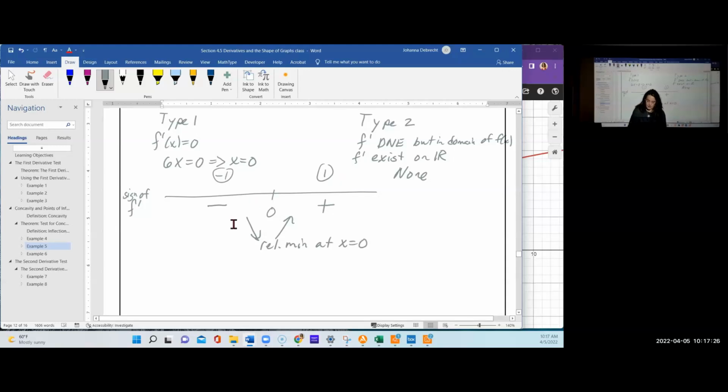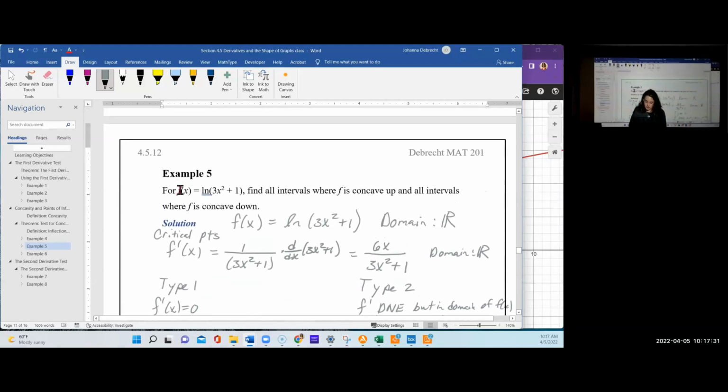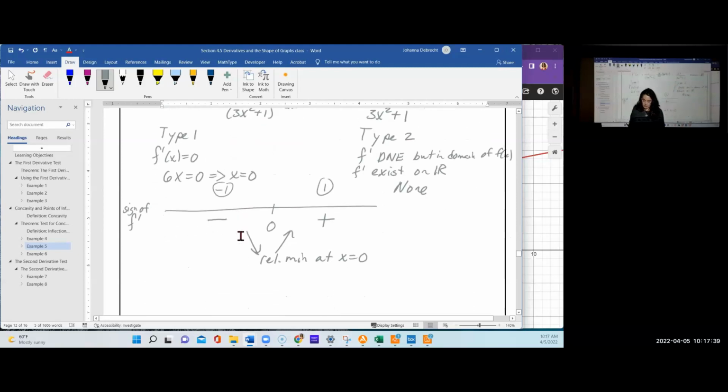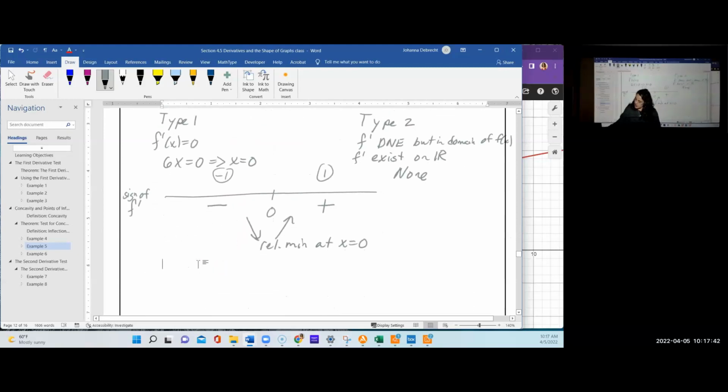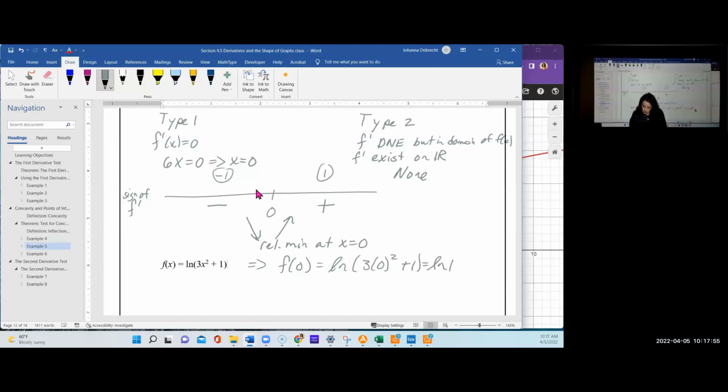I need to find the y value there. So I'm going to have to go back to the original function, which is right up here, and I'll have to plug that in to find the y value at that relative minimum. All right. So copying off the original function, then I can find f of 0 is equal to the natural log of 3 times 0 squared plus 1, which is the natural log of 1, which is 0. So I have a relative minimum at 0, 0.